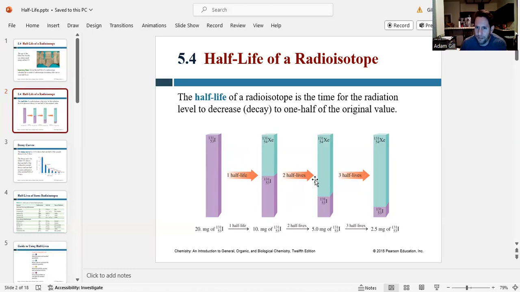After another half-life, half of that sample has decayed again. Another half-life, another half of it decays. So imagine if we originally had 20 milligrams of this, after one half-life, we'd only have 10. Another half-life, you'd only have 5 remaining. Another half-life, 2.5 remaining, and so on and so forth.